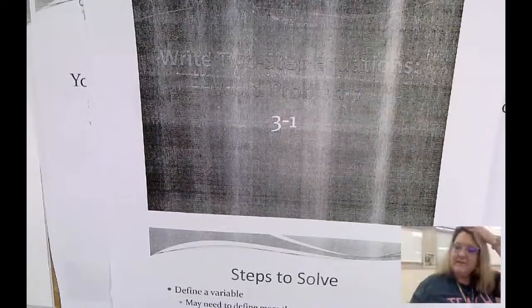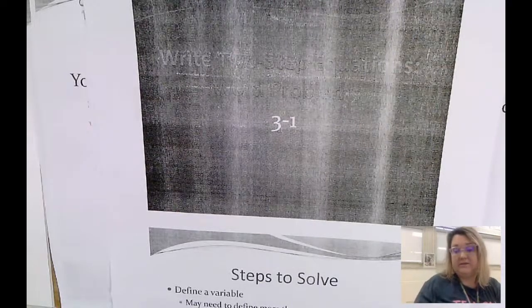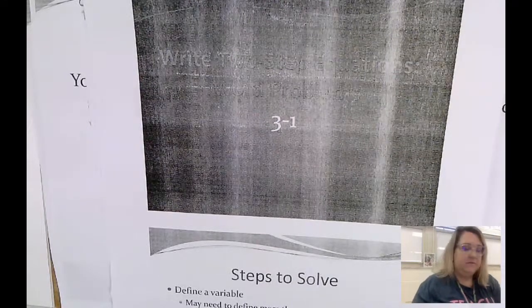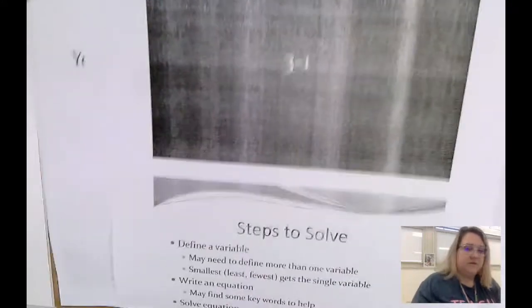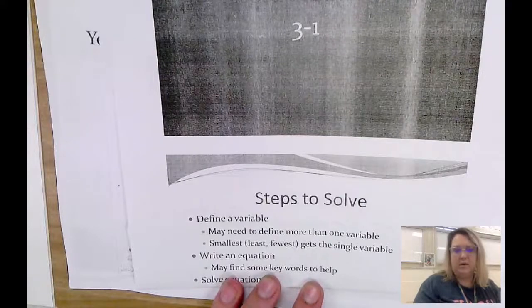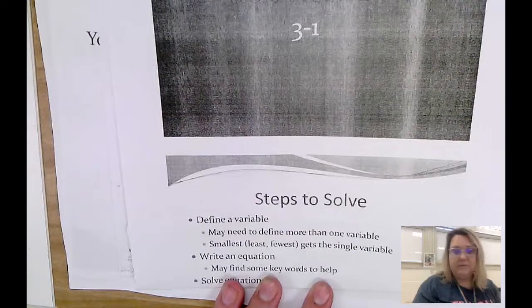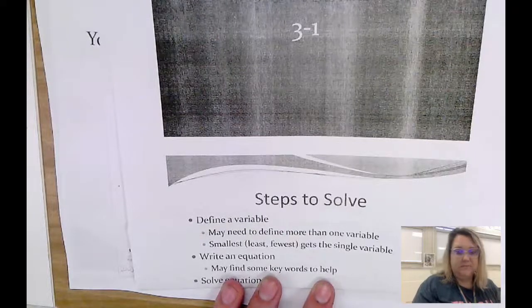Alright kids, today we are going to be looking at writing and two-step equations, and then we are going to solve them. So, the steps to solve. First, we are going to define the variable. We got to figure out what we're looking for. We might need to define more than one variable, like if we're multiplying our length times our width. Then the smallest or least or fewest gets the single variable. We'll talk about more later.